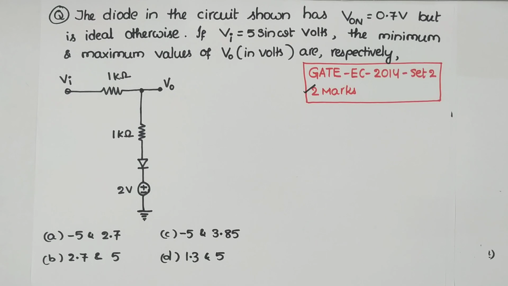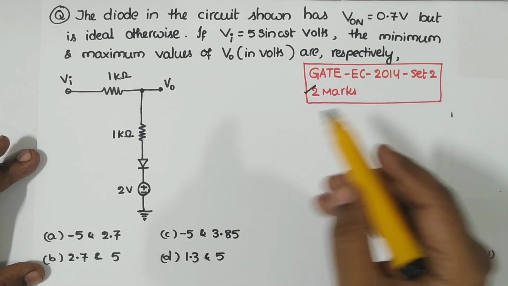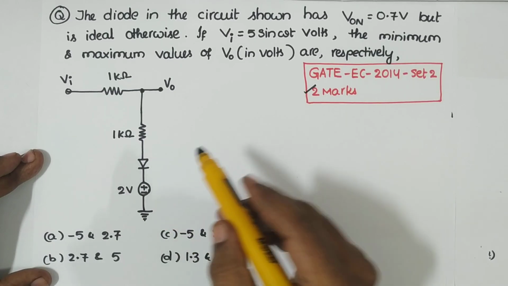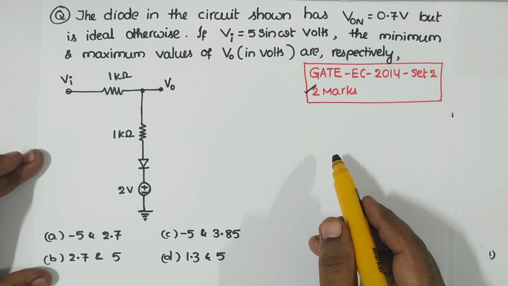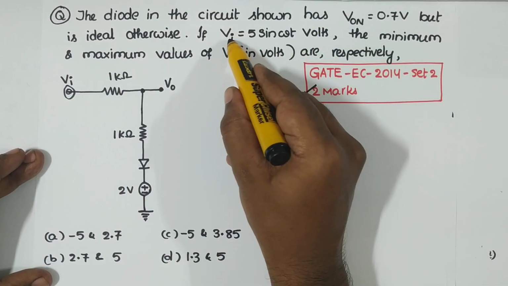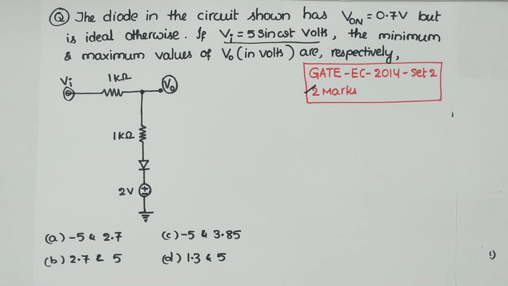Here we have a simple and decent question asked in GATE ECE 2014, set 2, for 2 marks. The diode in this circuit has a cut-in voltage, or on voltage, of 0.7 volt. The input voltage is an AC quantity given as 5 sine omega t volts. In this scenario, we are asked to find the minimum and maximum values of the output voltage V0. You have four simple options, so we must be able to do this.